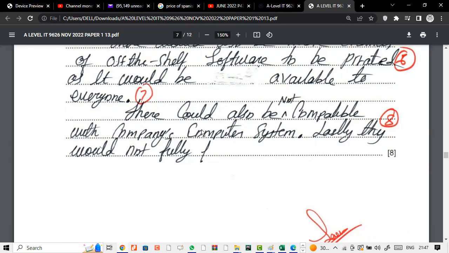But did you get this point, not compatible? Yeah, because if you make custom-built software, obviously you will know what your system is and it will be built accordingly. But if you go for off-the-shelf software, maybe it's not compatible with your system. You get my point?